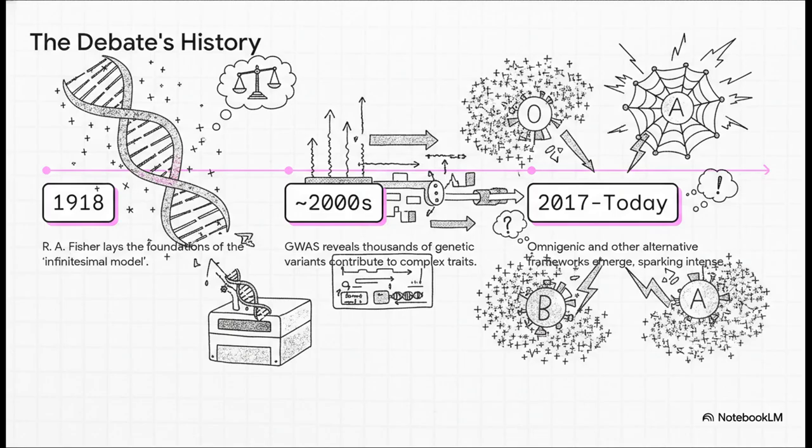Now, the idea that countless tiny genetic effects add up isn't exactly new. It was actually proposed way back in 1918. But we didn't have the tools to prove it until the 2000s with things like genome-wide association studies, or GWAS. That's when we could finally confirm it. And now, with all this data, we know thousands of variants are involved, which has led to these new models that are challenging the classic view and sparking the very debate we're talking about.